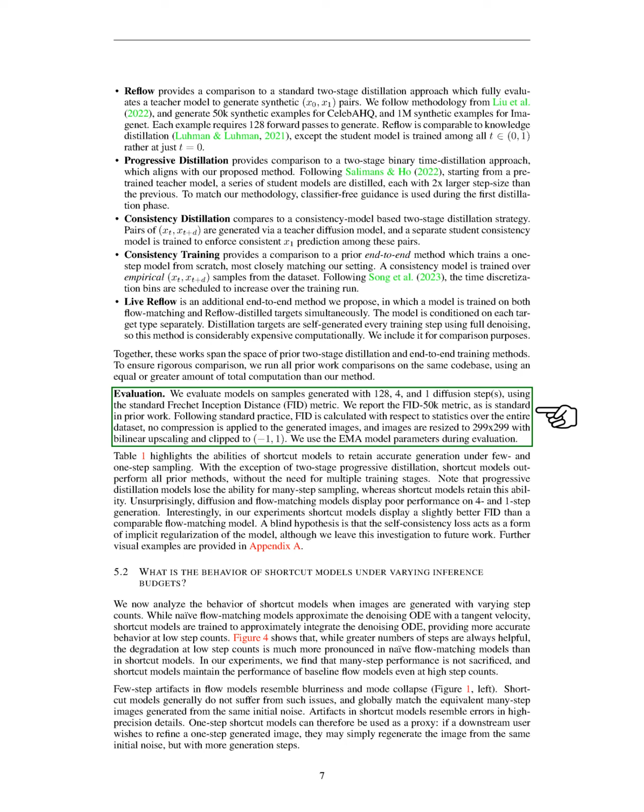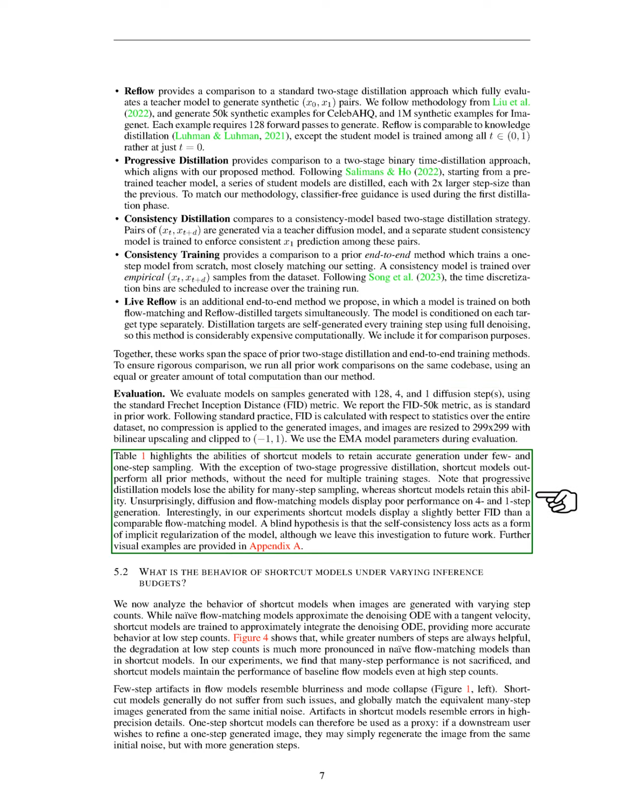For evaluation, we assess models based on samples generated with different diffusion steps, using the Frechet inception distance (FID) metric. We report the FID 50K metric, calculated without compressing generated images, which are resized and clipped. Our results show that shortcut models excel in generating accurate outputs with few or one-step sampling, outperforming most prior methods without needing multiple training stages.